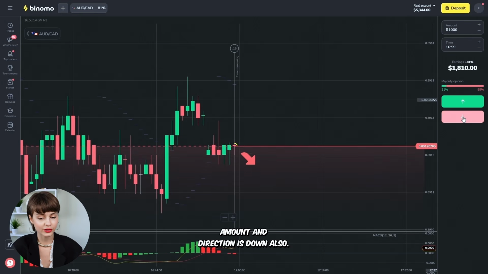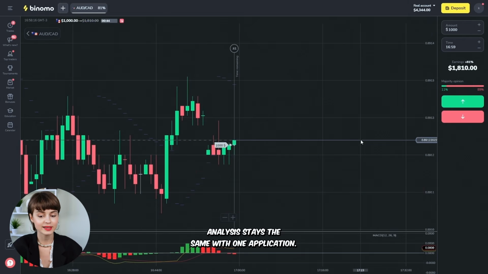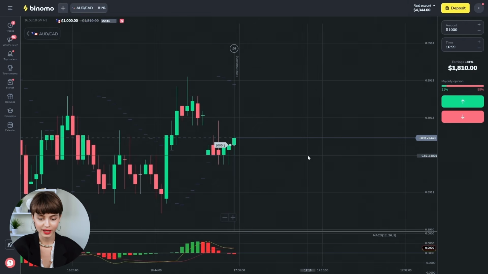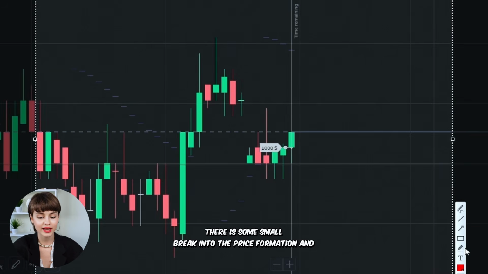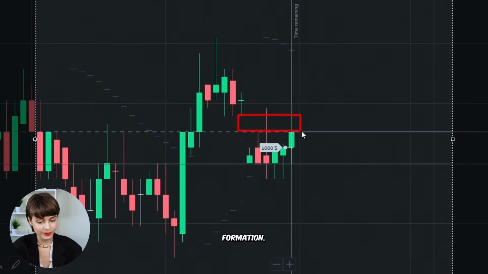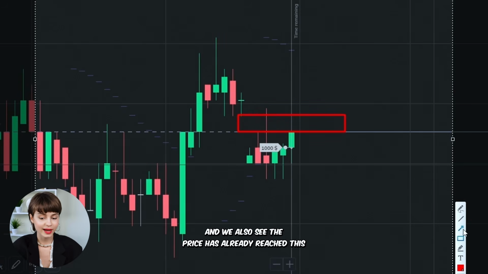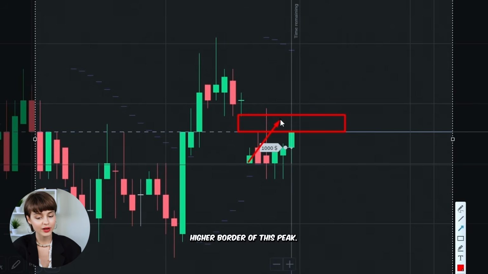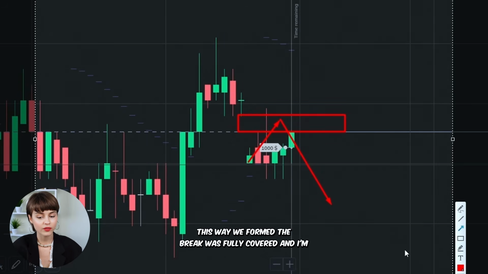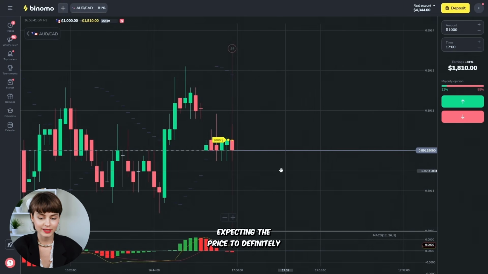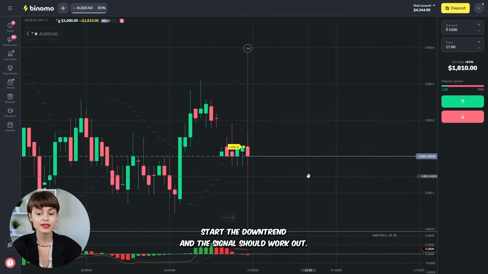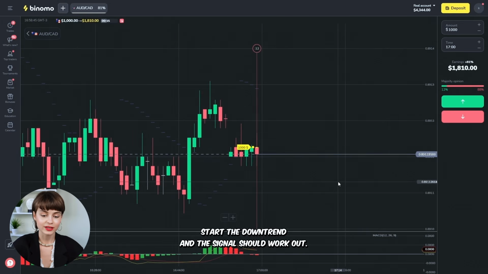And direction is down also. Analysis stays the same with one application. There's some small break into the price formation, and on this falls there's an unbalanced price formation. And we also see the price has already reached this higher border of this peak. This way we formed the break, was fully covered, and I'm expecting the price to definitely start the downtrend and the signal should work out.